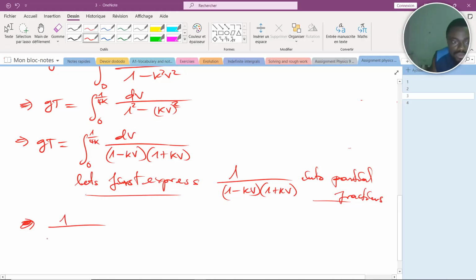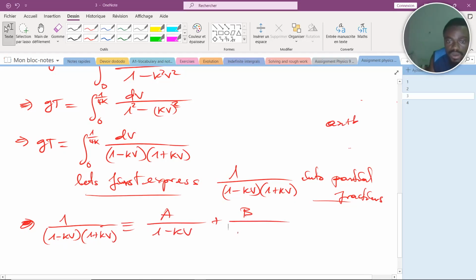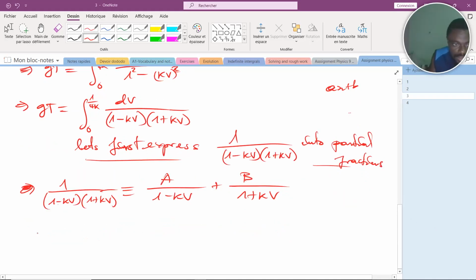So 1 over (1 minus kv) into (1 plus kv) must be identical to what? These are linear expressions because k is a constant and v is the variable, so they are of the form ax plus b. Is that okay? So this will be equal to A over (1 minus kv), plus B over (1 plus kv). Is that okay?